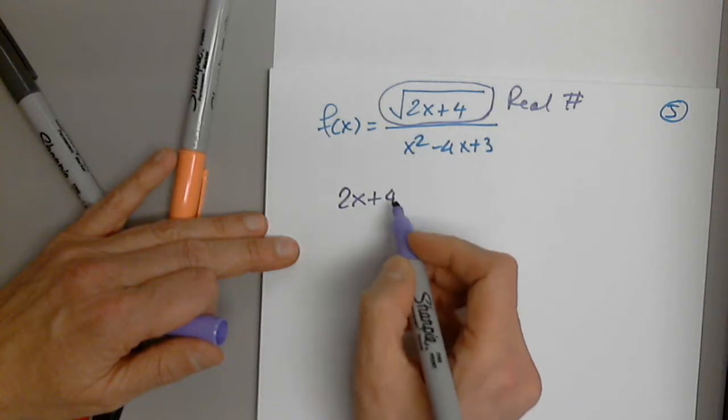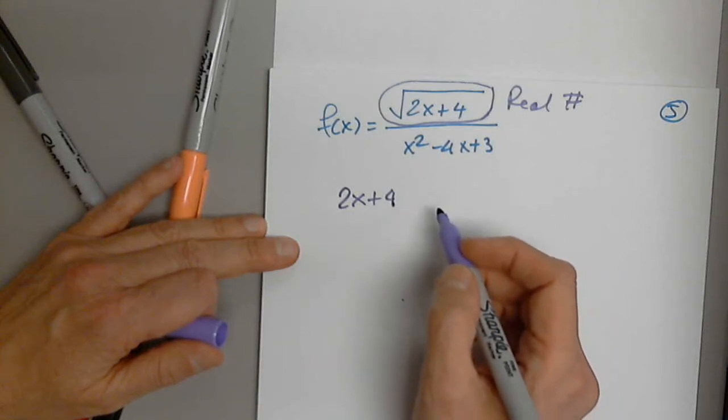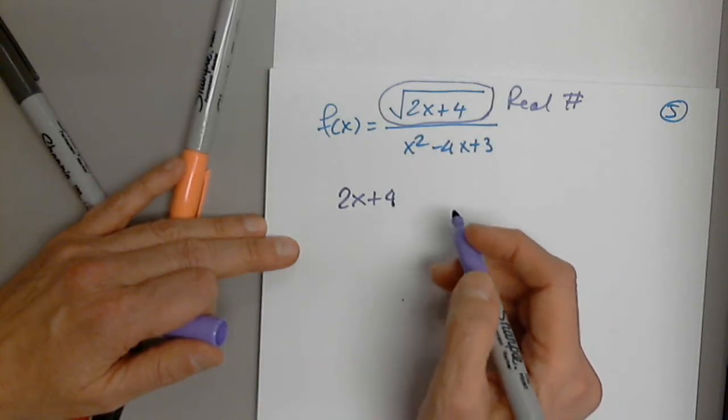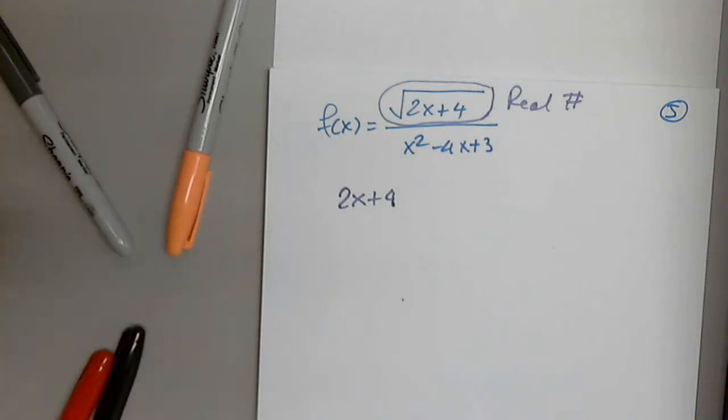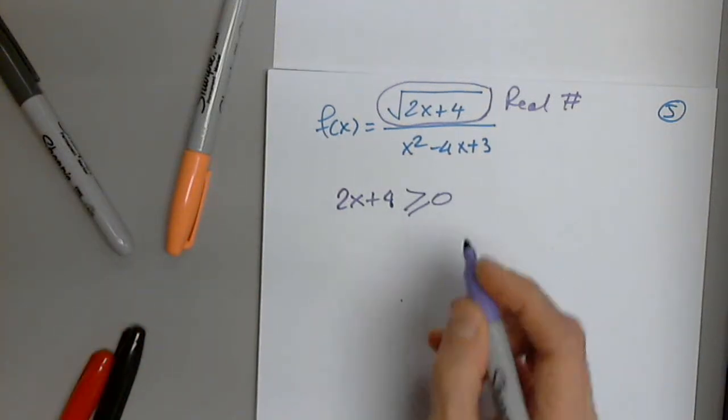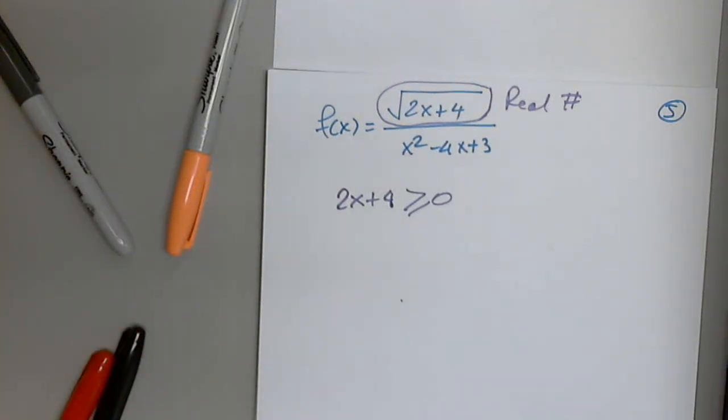2x plus 4. No one likes the square root function. No one. I have yet to find one student who can say immediately that 2x plus 4 must be greater than or equal to 0, otherwise you cannot take the square root from it. In 23 years of teaching, not one student says, oh, it's a square root, you can take the square root from 0 or positive, so that quantity has to be greater than or equal to 0. That's my hope.